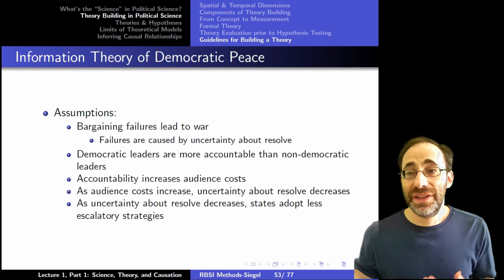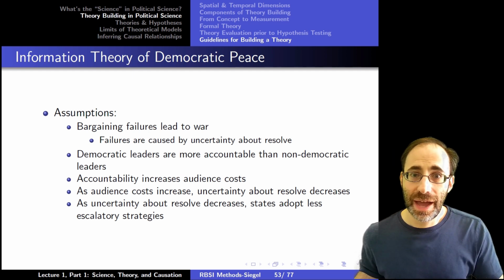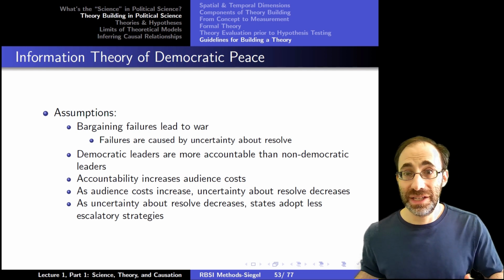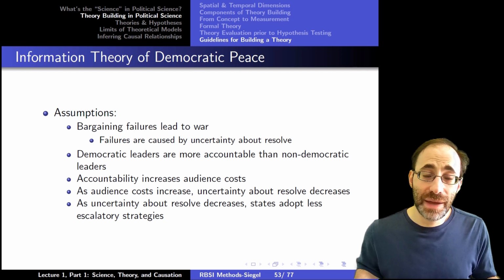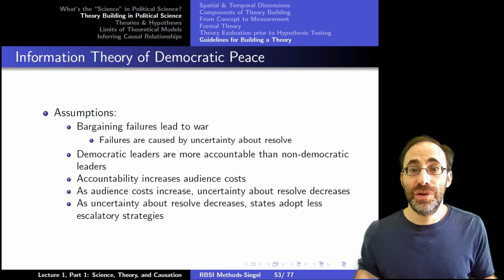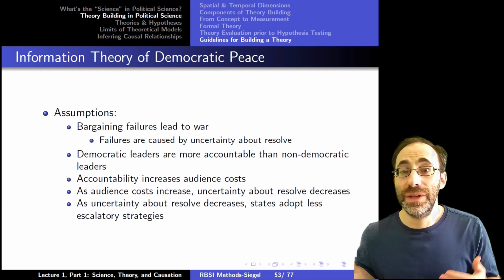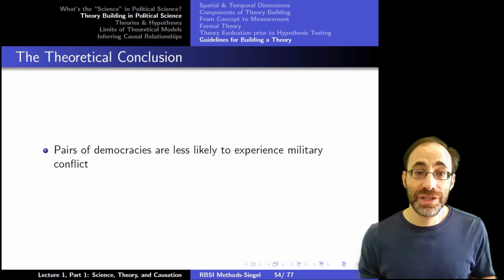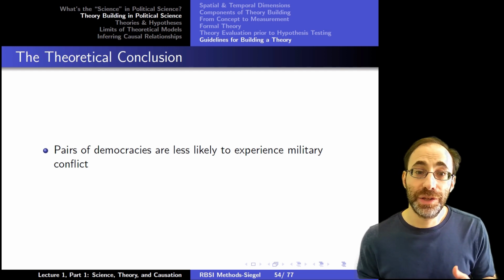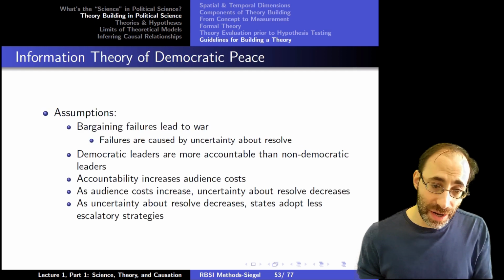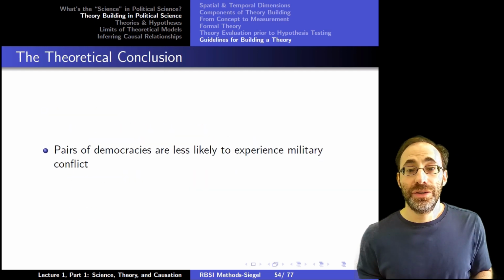Because of that, the states have less incentive to sort of push. They know better where their line is. And so if the leader of a democracy comes up and says, this is my line, it's more believable, and the uncertainty gets reduced, and both states can offer more reasonable bargains, and a bargain is more likely to happen, leading to less war. And that's where this conclusion comes from, theoretically, that pairs of democracies are less likely to experience military conflict because of this informational theory. So this is the conclusion.